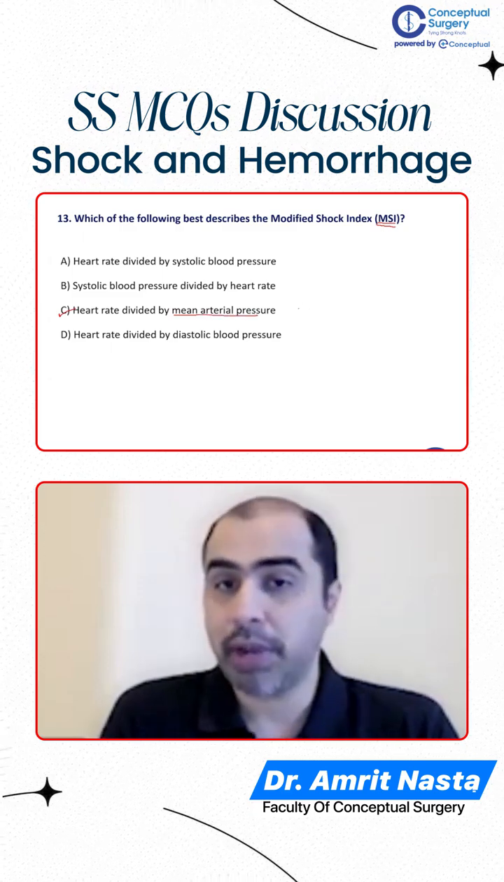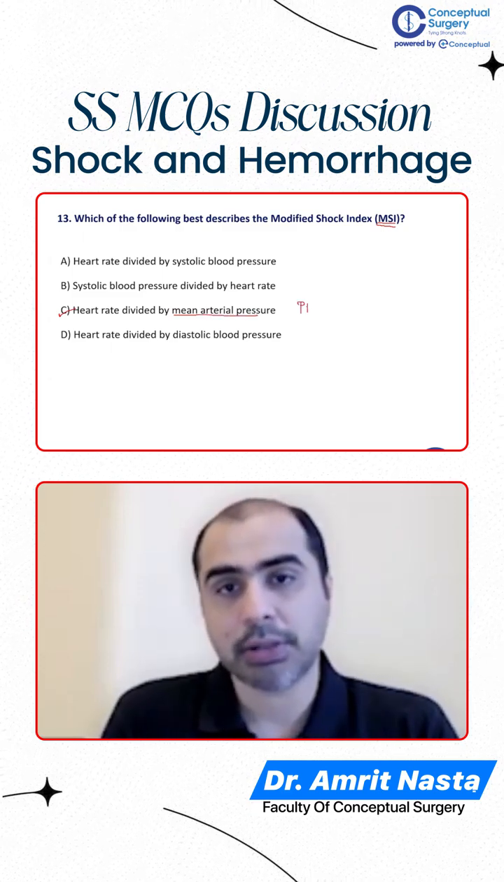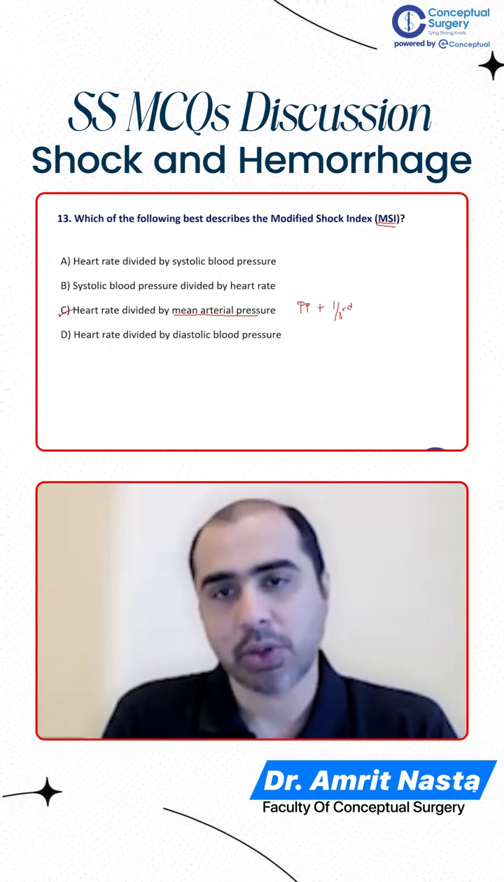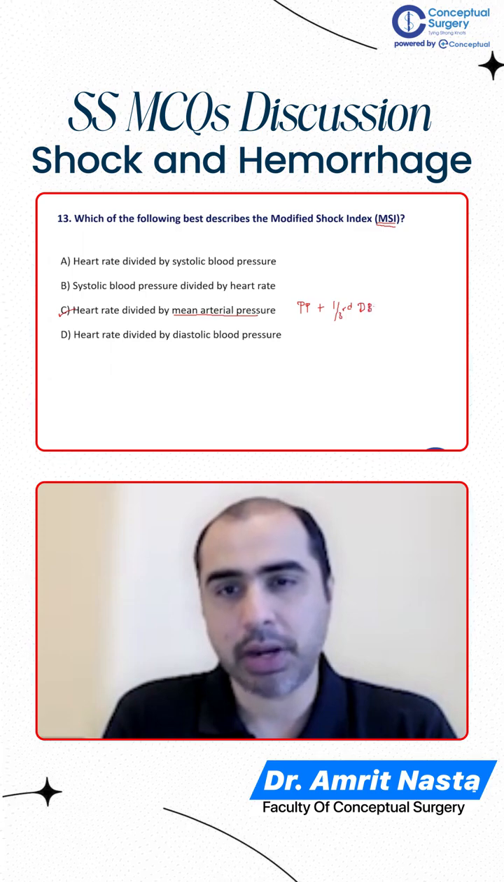You must know how to measure mean arterial pressure. It is going to be the pulse pressure plus 1/3 of your diastolic blood pressure. That is your mean arterial pressure.